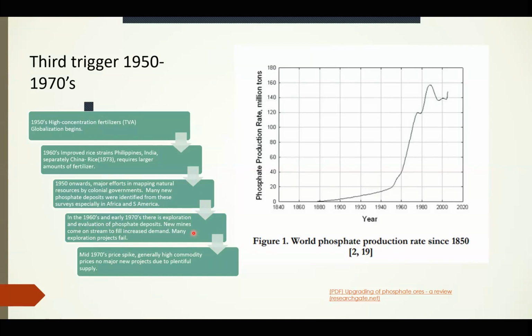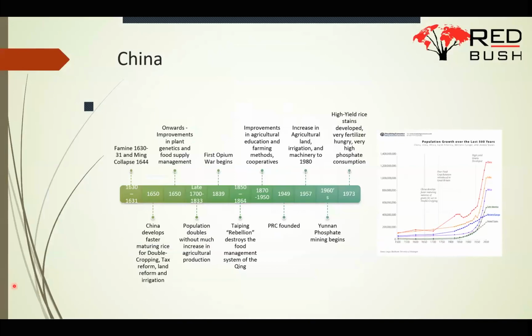The mid-1970s, there's a price spike with generally high commodity prices, but no major projects come on stream. And the only reason I can think of that is there's plenty of supply coming from the United States and Morocco and Russia and China. China's also already on stream by the 1970s. So I did need to put in China and just explain China because it's part of the next trigger.